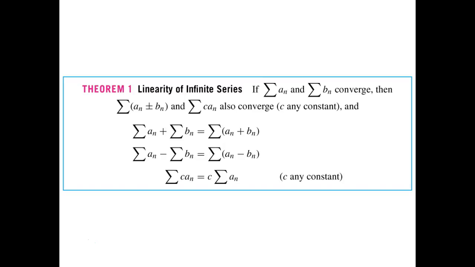Then, this is the theorem: the sum or the difference of those, and the scalar multiple of either one of those, also converge, for c being any constant. Not an infinite number, a constant. Some constant. Huge constant, still a constant. Okay? And let's get what they are.